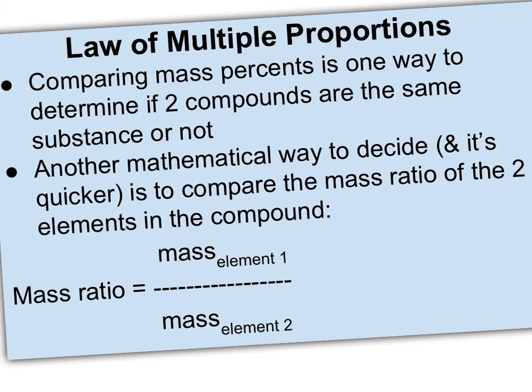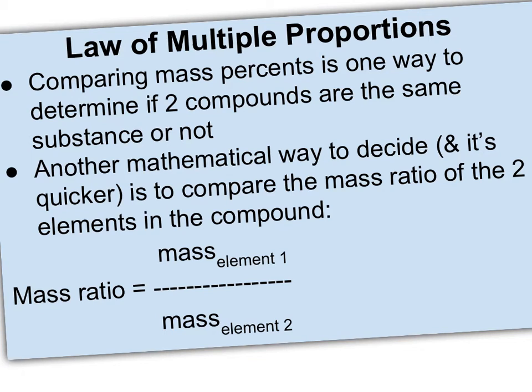So the law of multiple proportions allows you to compare mass percents to determine if 2 compounds are the same substance or not. Or another mathematical way to decide if you've got the same substance or not is to compare the mass ratio of the 2 elements. And the nice thing about using the mass ratios is it's quicker because you don't have to calculate the percentage of each. So let's look at an example of how we could do this. We're going to look at mass ratios by taking the mass of one of the elements dividing by the mass of the second element, and doing that for each compound we have.